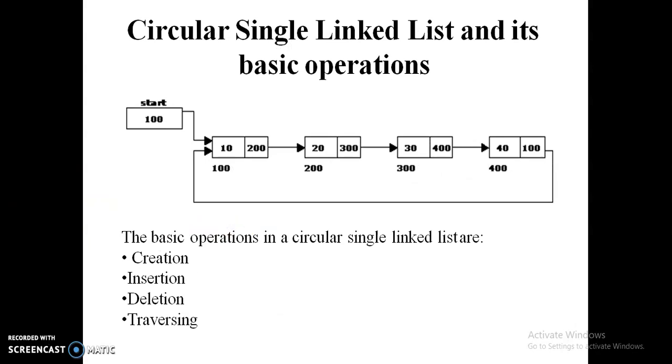This is a picture of the circular linked list. There is a start variable which points to the first node of the list. 10 is the first node, 20 is the second node, 30 is the third node, and 40 is the fourth node. The 40 node's next variable is assigned the value 100, which is the address of the starting node. That is, the 10 node's address, 100, is assigned as the 40 node's next value, so that it forms a circular linked list. The last node points to the first node. This is the only difference in the circular single linked list.